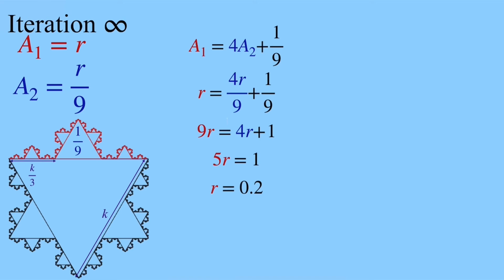And that's just the area of a single Koch curve. We actually have 3 Koch curves, one on each side of the equilateral triangle, and the equilateral triangle itself. So you can say that the area is equal to 3r plus 1, because the area of the equilateral triangle is 1. And substituting our value of r as 0.2 into this, we get that the area is 1.6. And that's not even double the initial equilateral triangle's area, so it's very much finite.